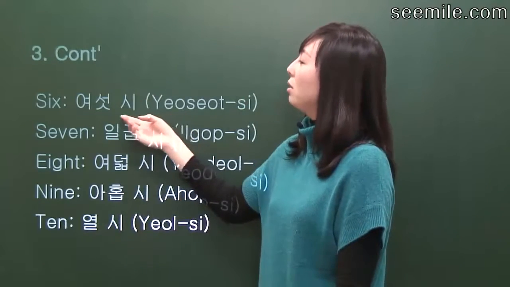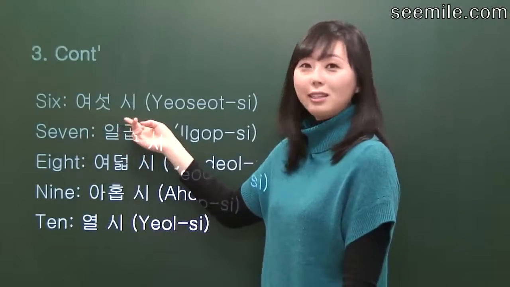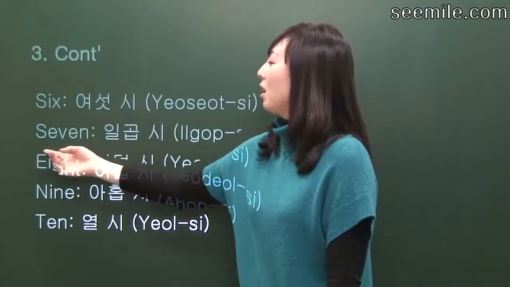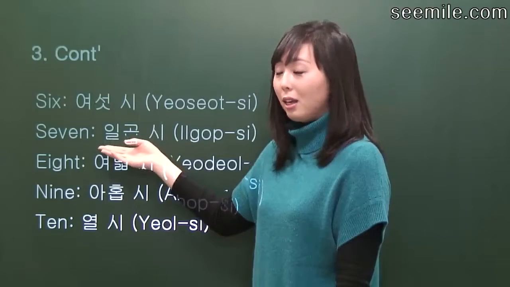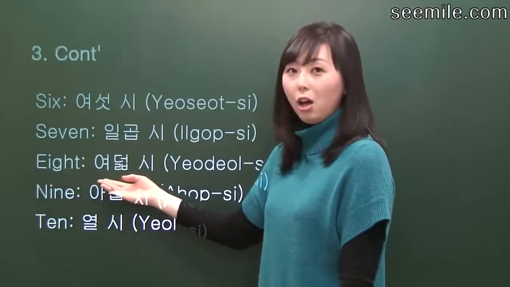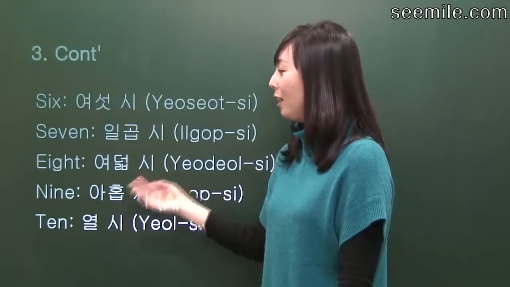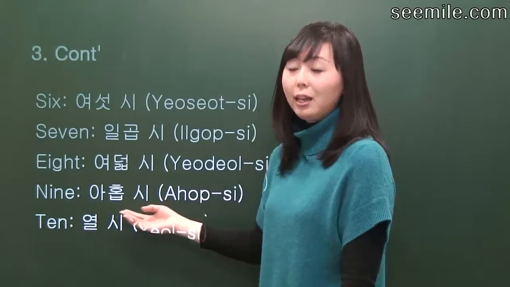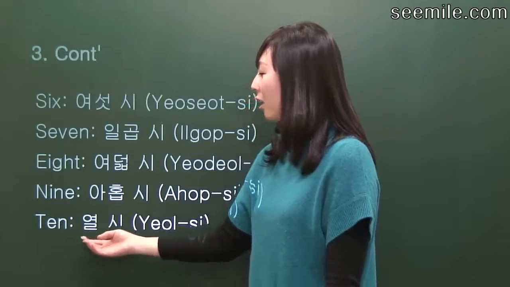Okay, go back to 6. 6 o'clock, 6시. 7 o'clock, 7시. 8 o'clock, 8시. 9 o'clock, 9시. 10 o'clock, 10시.